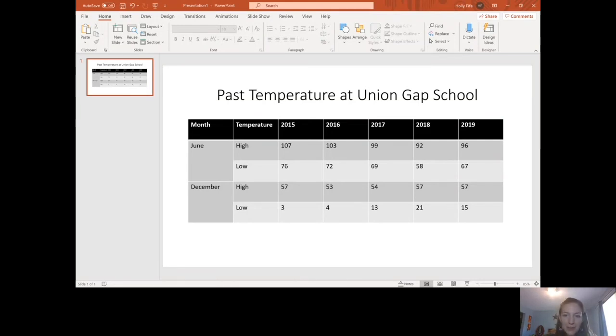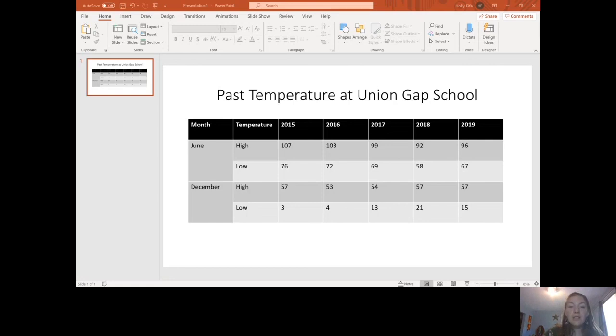So then we go back to our past temperature in 2019. June high is 96 degrees. So I come back on over to my little chart. So 96, remember we said between 90 and 100, right in the middle would be 95. So maybe slightly above that. And then I'd write 96. And hopefully yours is a lot nicer than mine as you guys are using the paper copy.